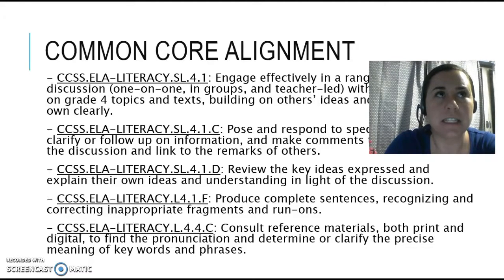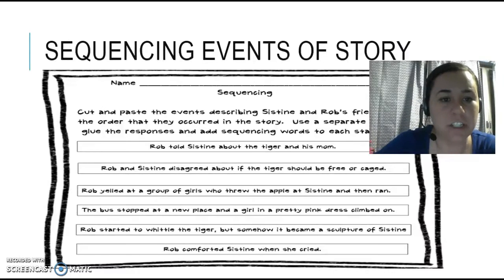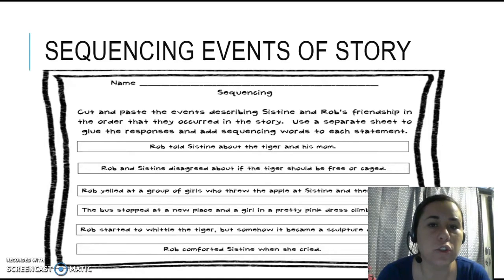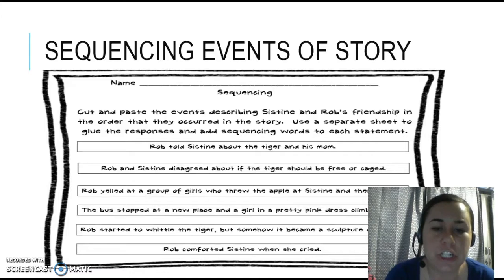That's one of the things that we're working on in this lesson: expanding vocabulary and creating detailed sentences, and also using those reference materials. In this lesson, we use an online dictionary. Part of the lesson, we are working on comprehension skills through sequencing events of the story. So I had students use this worksheet to cut out and order the events.